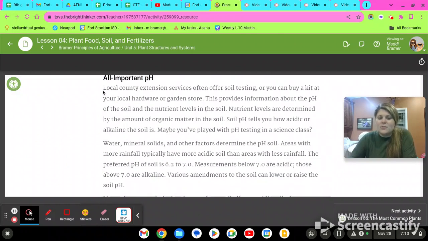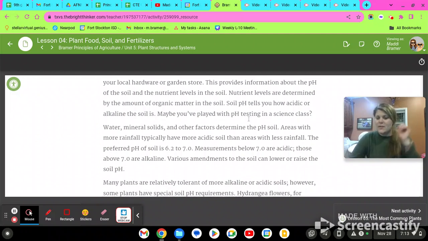Okay, pH. Just like water, soil needs to have great pH levels, and that's what soil scientists are going to check. You can go to your county extension office and take them your soil, and they will test it, or you can buy a kit at a hardware store and test the pH. So it's going to tell pH and nutrient levels. Nutrient levels are determined by how much organic matter is in the soil. Soil pH tells you how acidic or alkaline, remember that's base, the soil is.